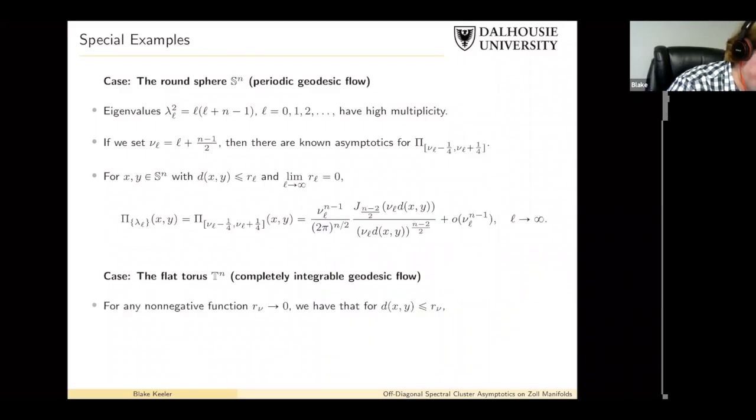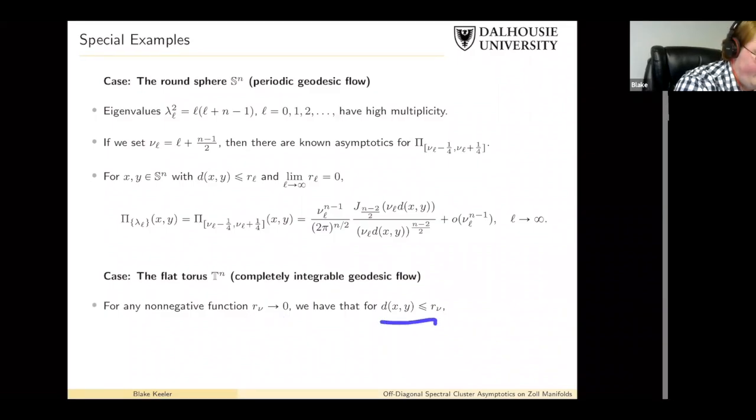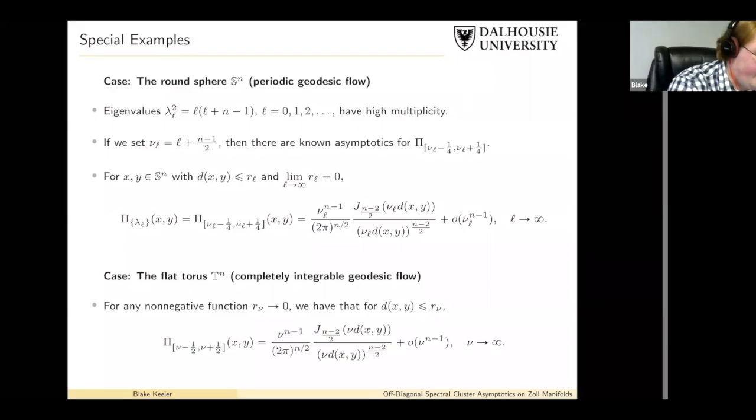But here again, we could choose any non-negative function r_nu that tends to 0, and then for the distance between x and y shrinking like r_nu, the spectral projection onto, say, for example, nu minus a half to nu plus a half, we could choose something different than a half, it's not that important. We get essentially the same leading order term, but for any sequence of nu. We don't have to choose them so that we capture these large eigenvalue clusters. We can just take any sequence of intervals that moves out towards infinity. And we get the same leading order term and the same remainder.